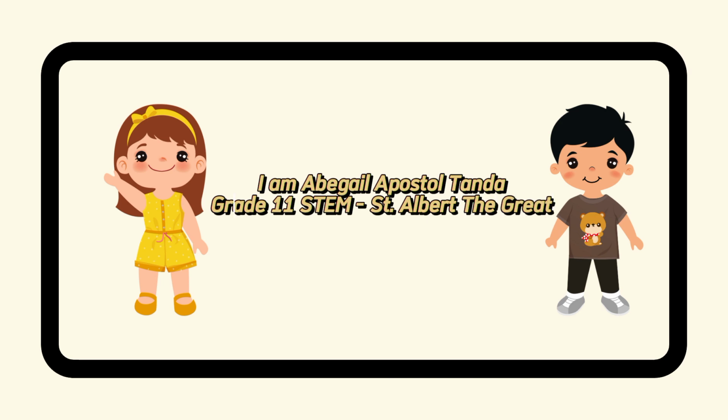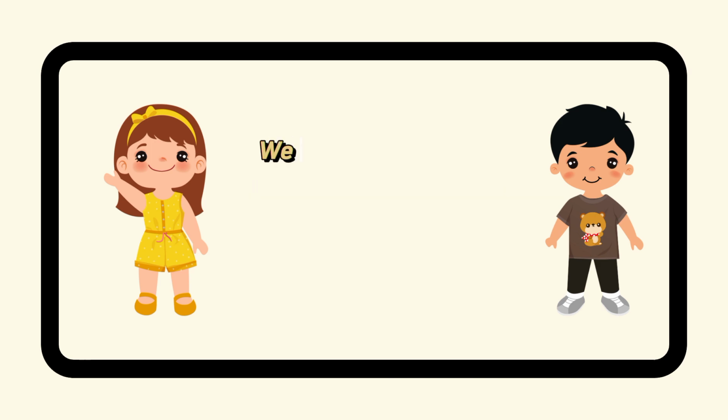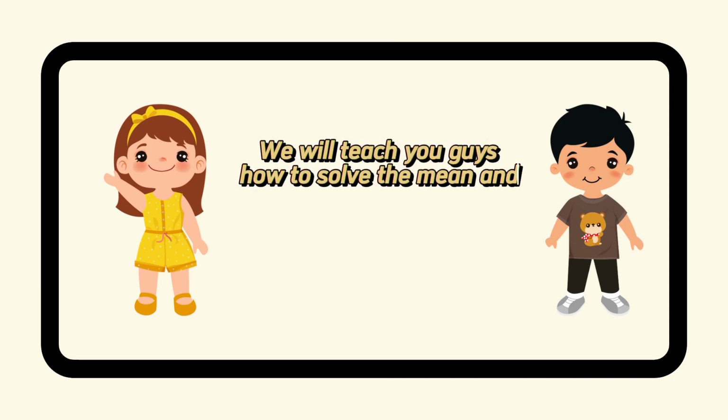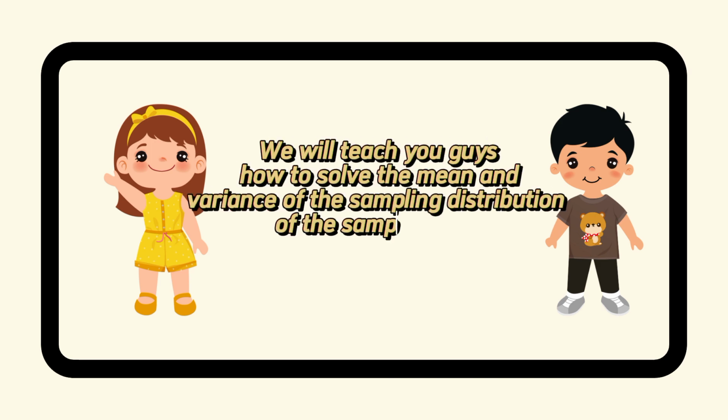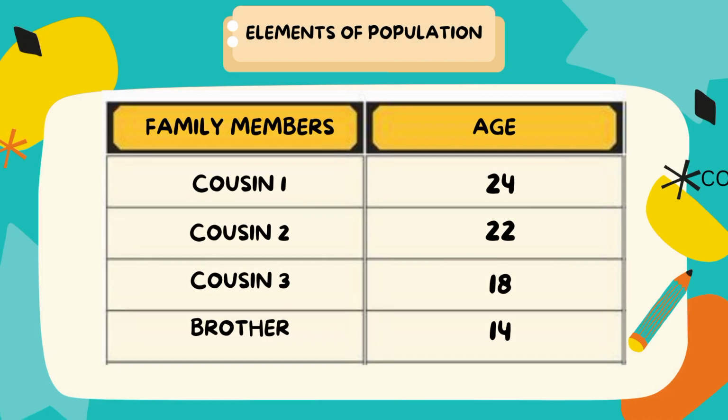Albert the Great. Together with my partner, June Ray Martopaon, we will teach you how to solve for the mean and variance of the sampling distribution of the sample mean. In finding the mean and variance of the sampling distribution of the sample mean, we need the elements of the population.